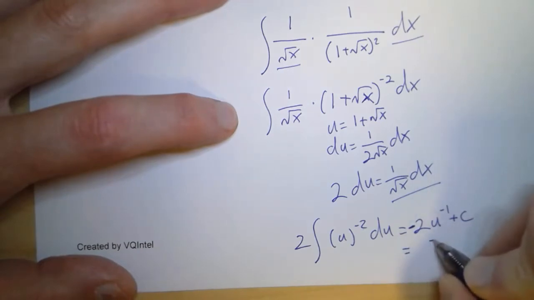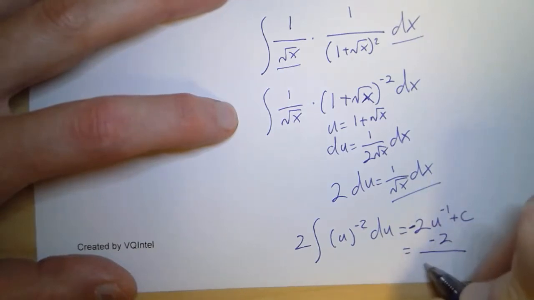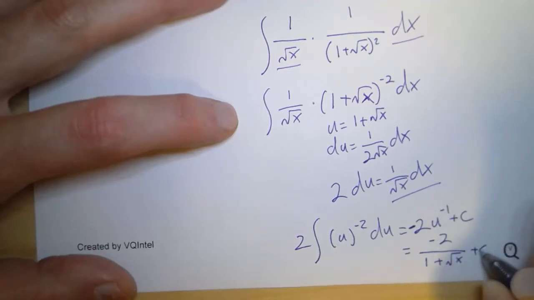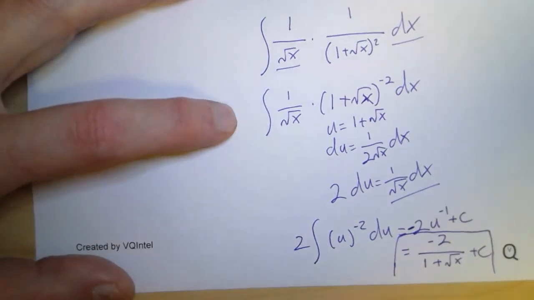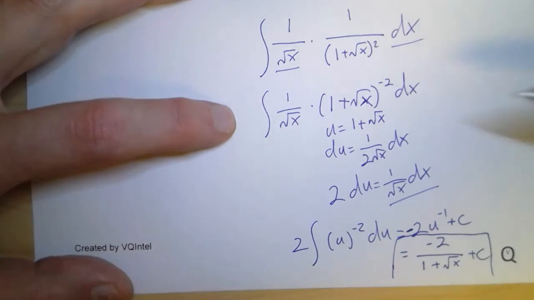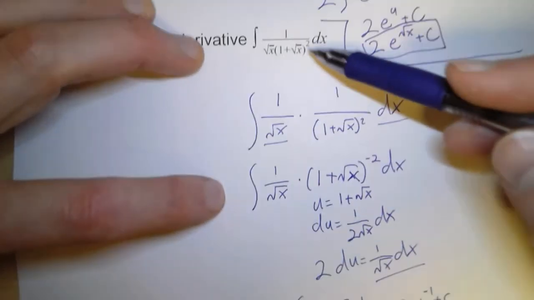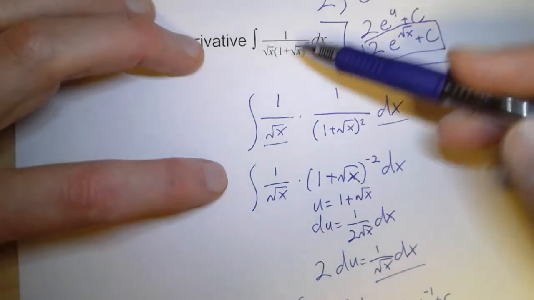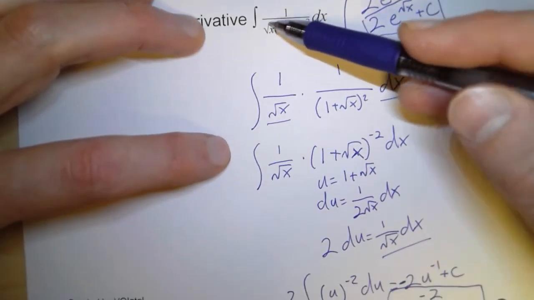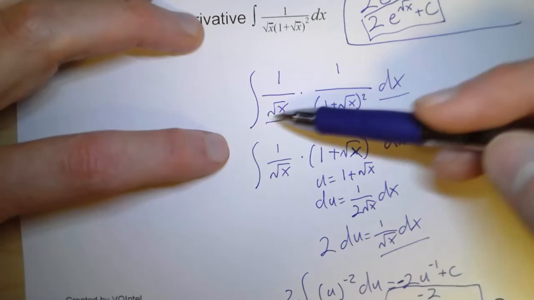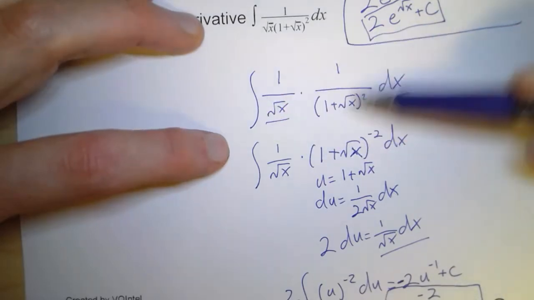And when we rewrite that, that's going to be negative 2 all over 1 plus square root of x plus c. And so the thing to keep in mind is anytime your u involves some kind of radical, if you have a fraction, you want to separate out the numerator from the denominator, or if, like this one, the denominator has multiple terms, you want to separate it out so that you can see the du part versus the u part.